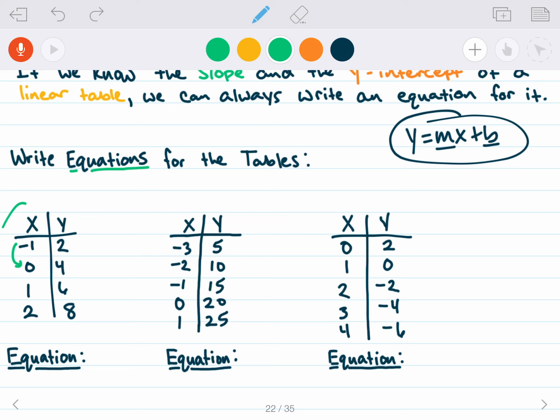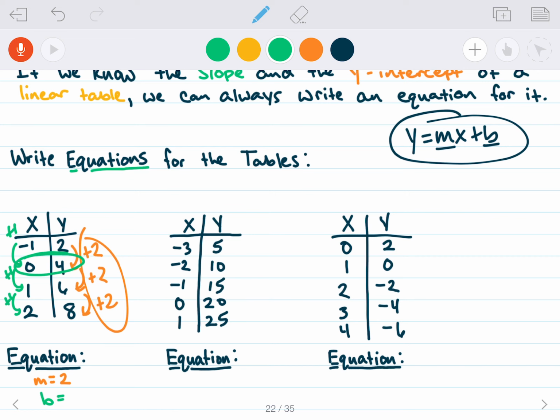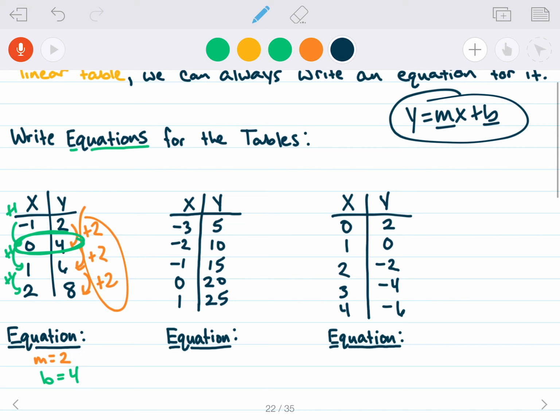So for this first table right here, my x's are indeed increasing by 1, so I don't have to worry about anything weird here. What are my y values increasing by? Well, from 2 to 4 is plus 2, from 4 to 6 is plus 2, from 6 to 8 is plus 2. So my slope is 2. Excellent. What's my y-intercept? Well, my y-intercept occurs when x is 0. So my y-intercept is going to be y is 4. That's the point when x is 0. So b is going to be 4 here. And therefore, my equation is y equals 2x plus 4. Y equals mx plus b. That is the equation that represents this table.